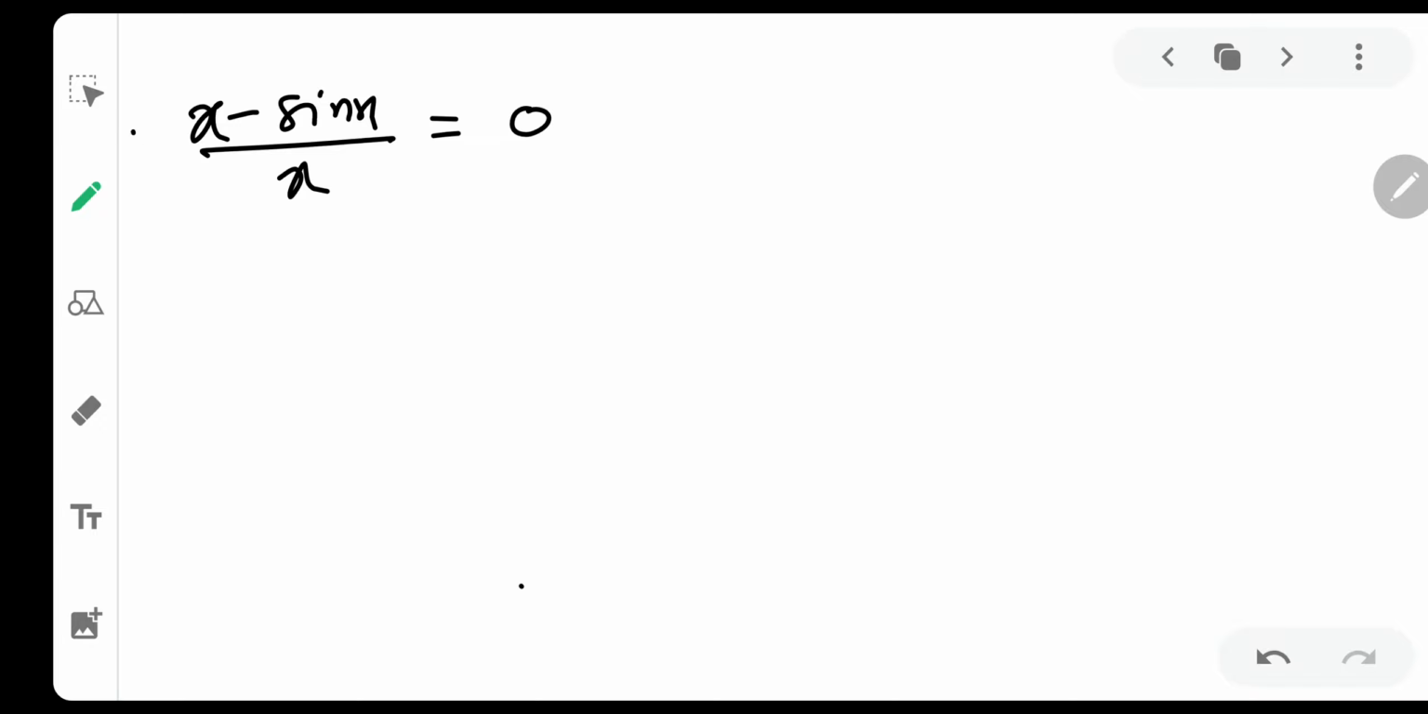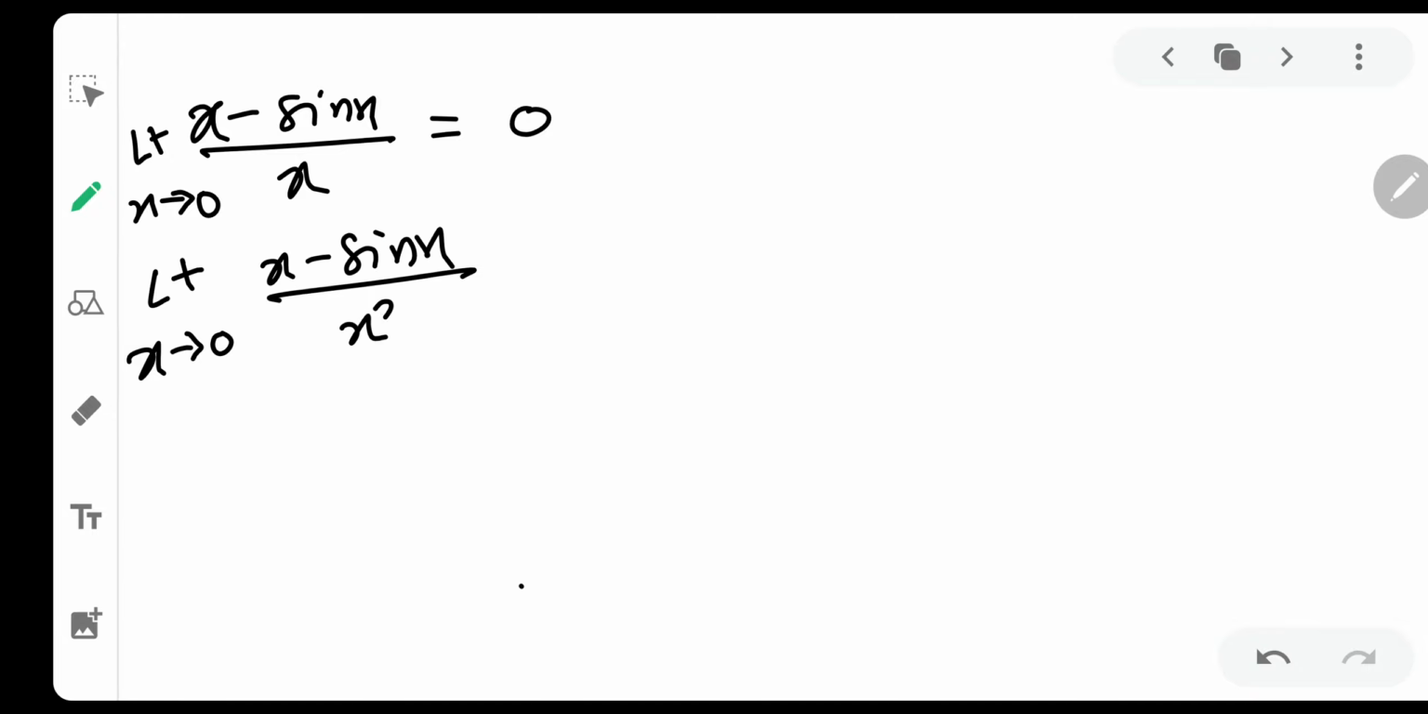If the limit is tending to 0, why is it so? x by x is 1, sin x by x is 1, so the answer is 0. Limit x tends to 0, x minus sin x divided by x square.